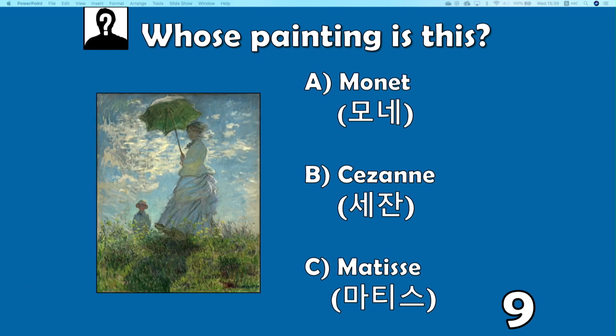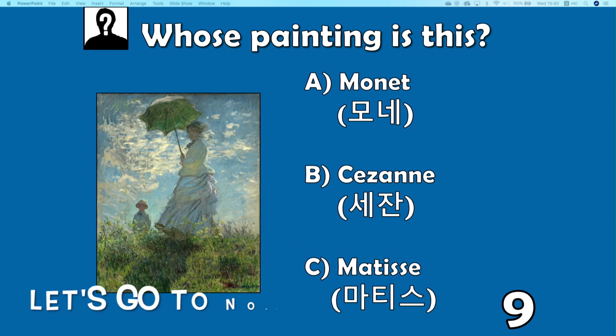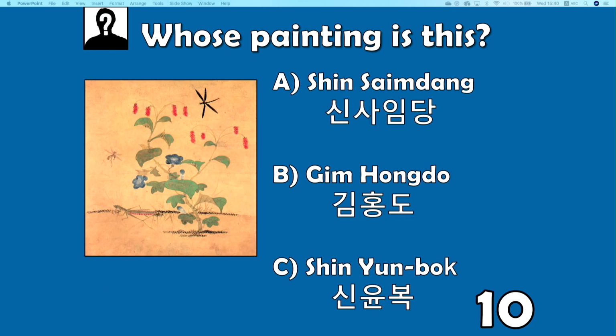Whose painting is this? A. Monet, B. Cézanne, C. Matisse. Now let's go to number 10. Whose painting is this? A. 신사임당, B. 김홍도, C. 신윤복.